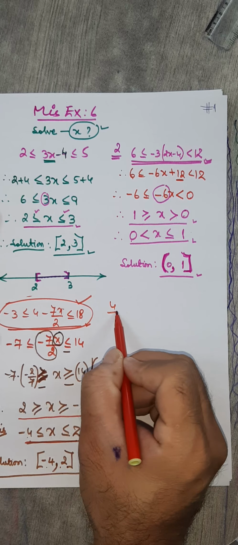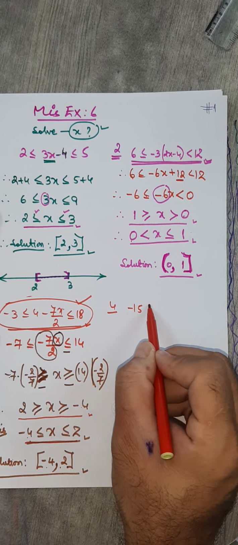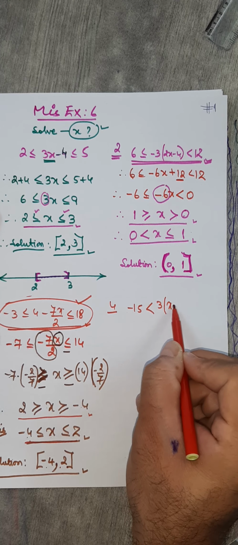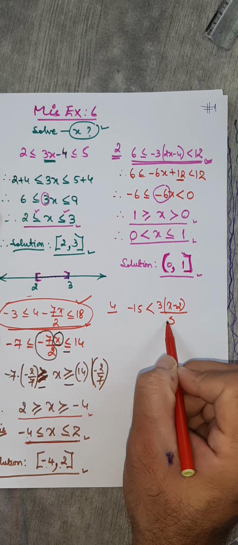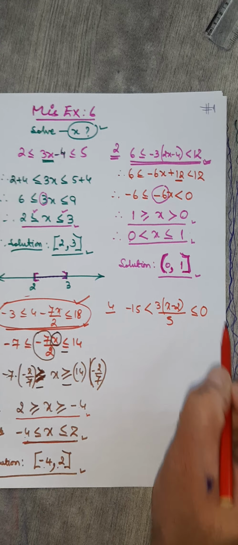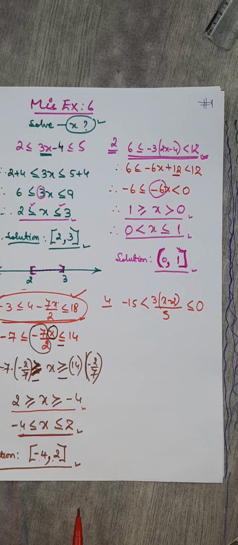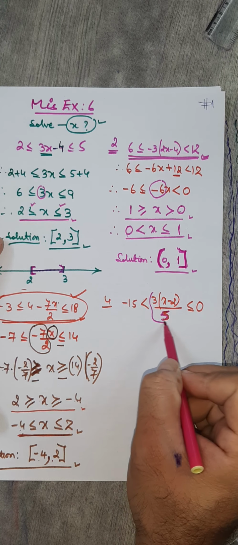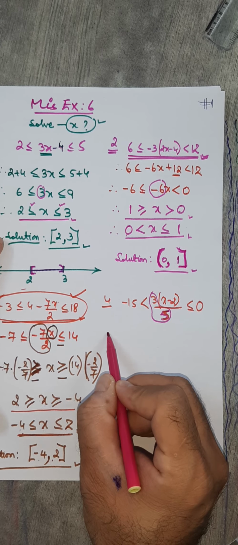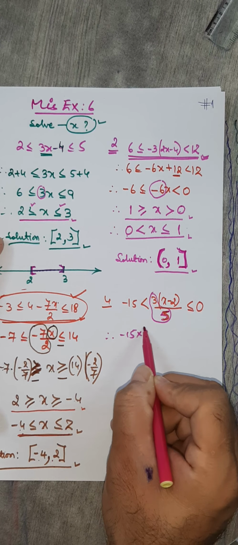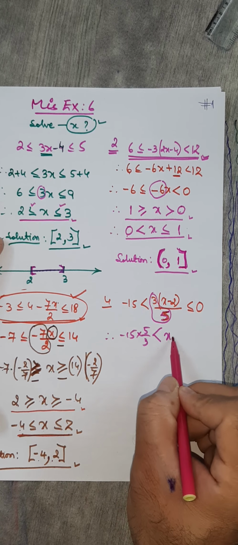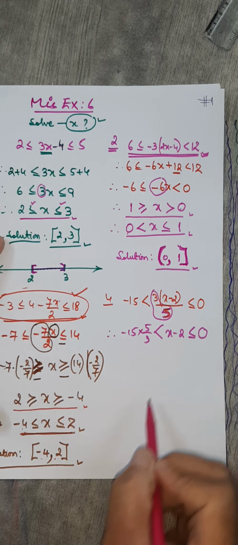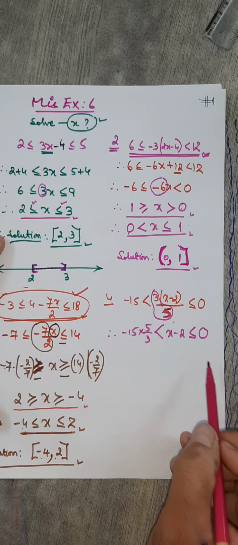Question number 4. Minus 15 less than 3 into x minus 2 by 5 less than or equal to 0. Now what do you want here? You need x. So first you need to eliminate this 3 by 5. So what I'll do is multiply this by 5 by 3. Minus 15 as it is, 5 by 3, less than x minus 2 as it is, less than or equal to 0. This is a positive number, so the inequality remains the same.